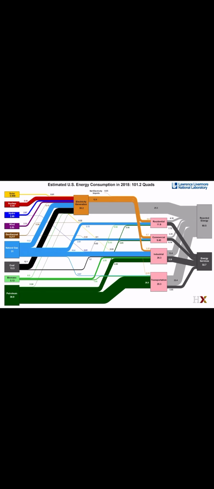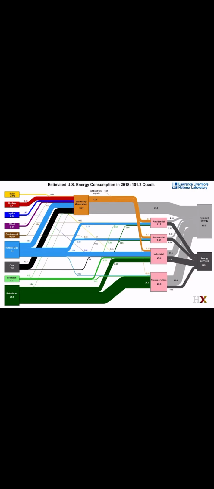So in the context of electrochemistry, let's dissect this flow from primary energy to its end uses in the current U.S. economy. And we remind ourselves that the total energy that is put into the system is just about equal to 100 quadrillion BTUs of energy.